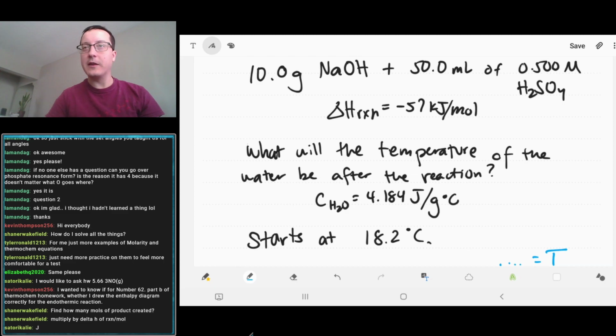And so, with those joules, what do you think we're going to do after that? So that's going to be joules from the reaction, right? However, this question is asking us for the temperature of the water. The water is not the reaction, right? The water is the surroundings, yes?